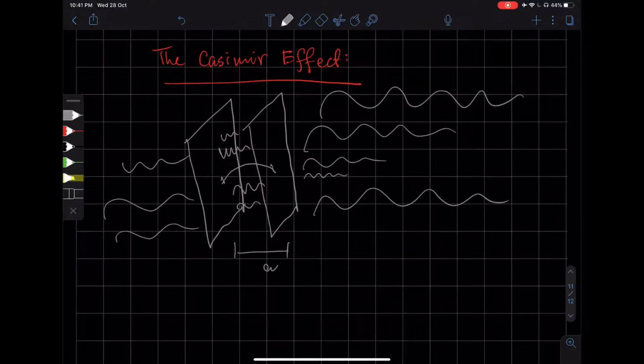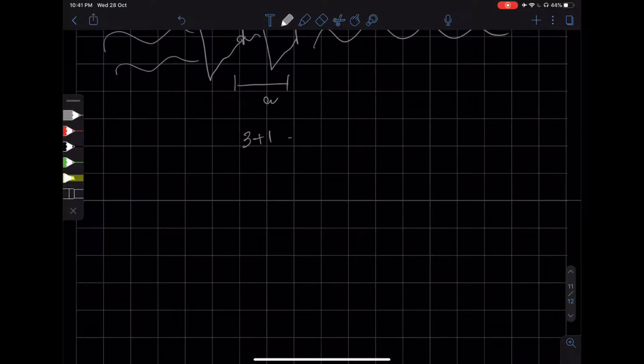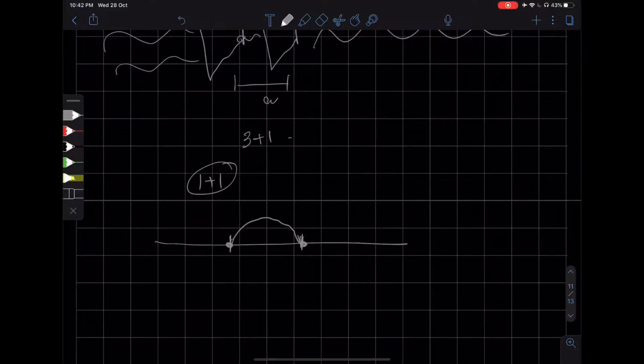Of course, Casimir was doing his analysis in 3+1 dimensions, but for simplicity, we will do it in a 1+1 dimensional quantum field theory. So in our case, the plates are going to be just like dots on our one-dimensional space. Essentially, we are imposing the boundary condition that in between the plates, the longest half wavelength can be of the size A.